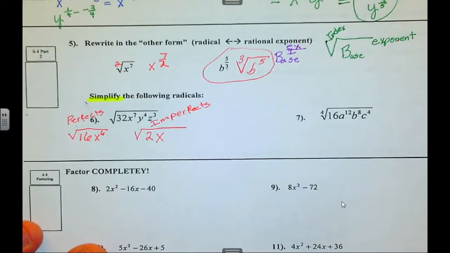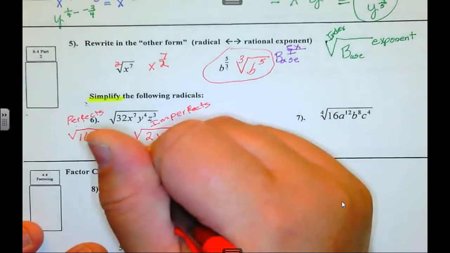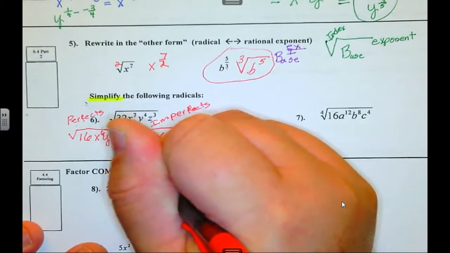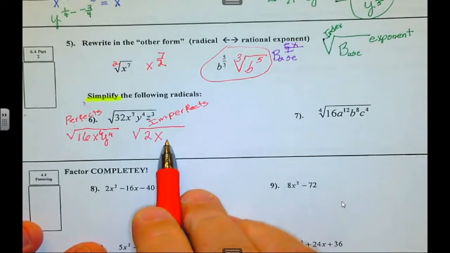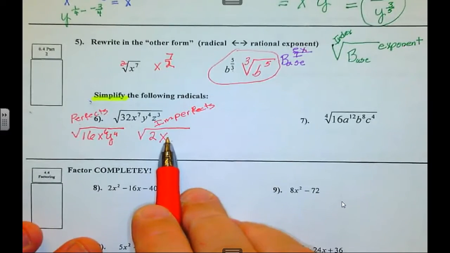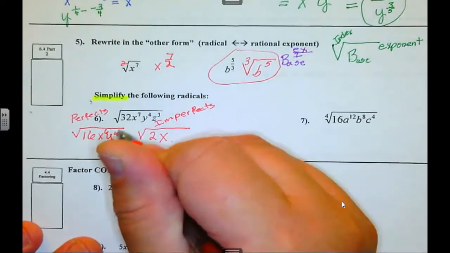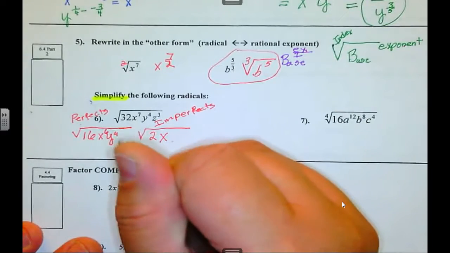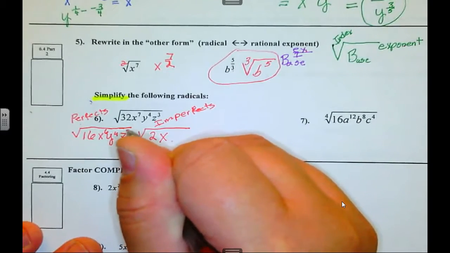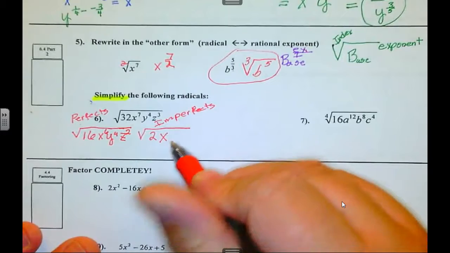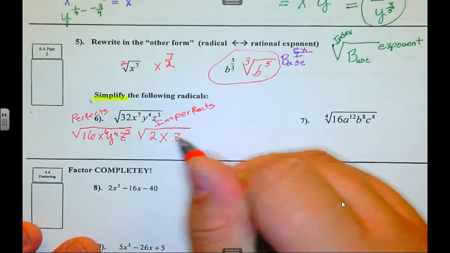What about y to the 4th? How many perfect squares? 4. None to put in the student side. What about z to the 3rd? I can take 2, because 2 divided by 2 is a whole number. That gives me 1 left.